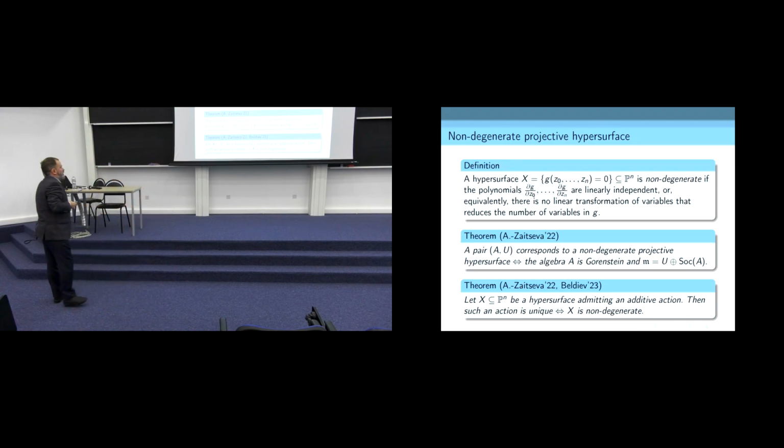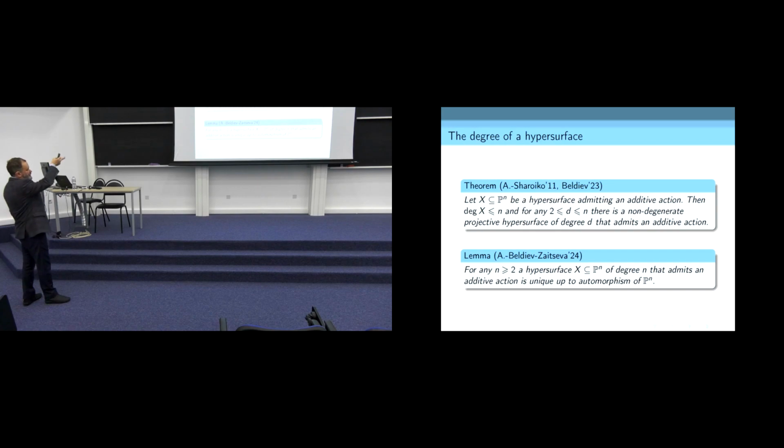And the result which I like is the condition of uniqueness of additive action. An additive action on a projective hypersurface is unique, I don't consider hyperplanes, since a hyperplane is degenerate, if and only if this hypersurface is non-degenerate. We prove it in two papers. We, together with Yulia Zaitseva, prove that if it is non-degenerate, then the action is unique. And Ivan Beldiev proved it the other way around. For any degenerate one, he constructed at least two different additive actions on this hypersurface.